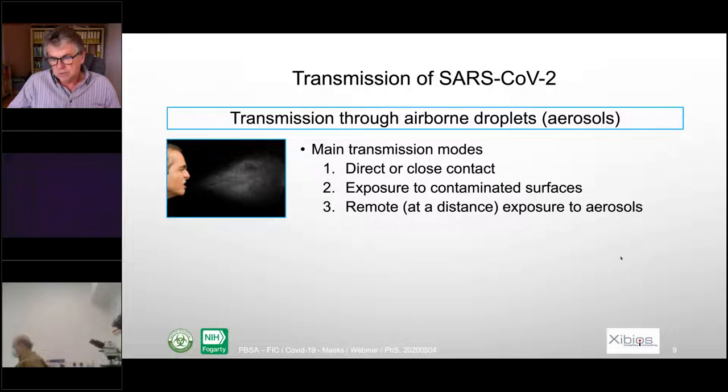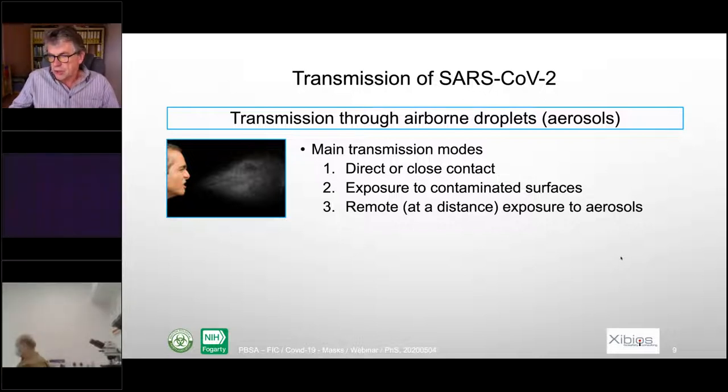So people really live close together in the same household, like couples and so on, children and parents and so on. In that case, they have close contacts. That's the main mode of transmission. Then there is exposure to contaminated surfaces. Even if the virus spreads through airborne droplets, those droplets will finally hit some surfaces that will contaminate hands, desks, different objects and so on.